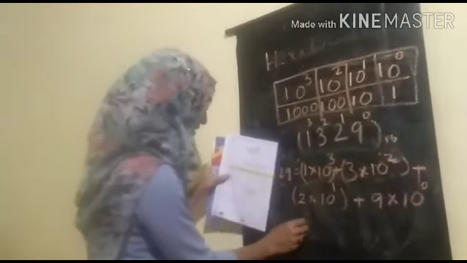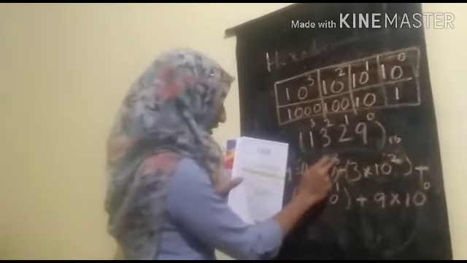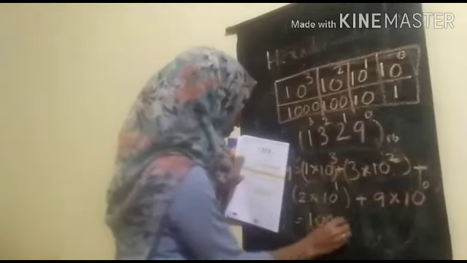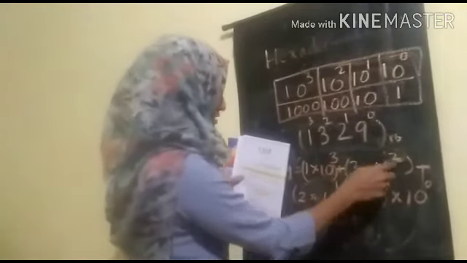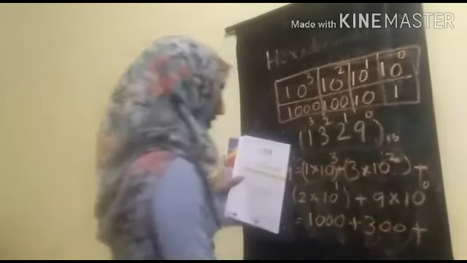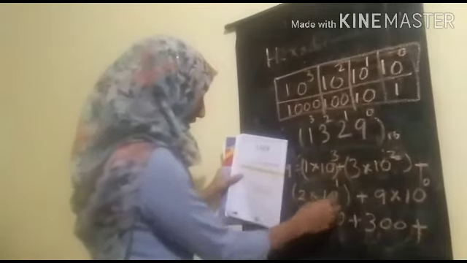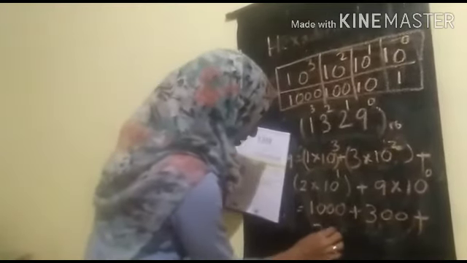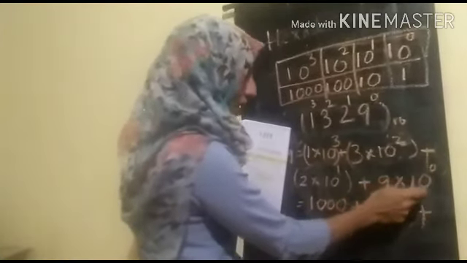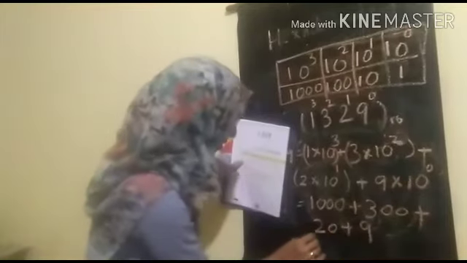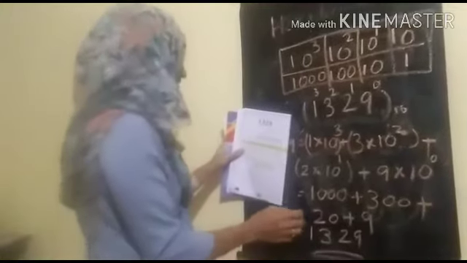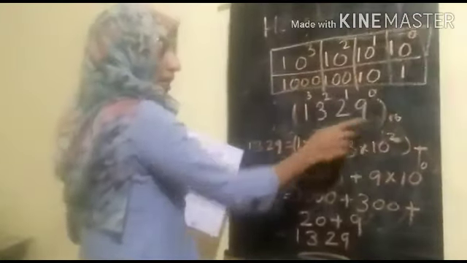10 raised to 3 is 1000. 1 into 10 raised to 3 is 1000, plus 3 into 10 raised to 2, which is 100, so 3 into 100 is 300, plus 2 into 10 raised to 1, which is 10, that is 20, plus 9 into 10 raised to 0, which is 1, 9 into 1 is 9. This is 1329. This is the place value of a decimal number.